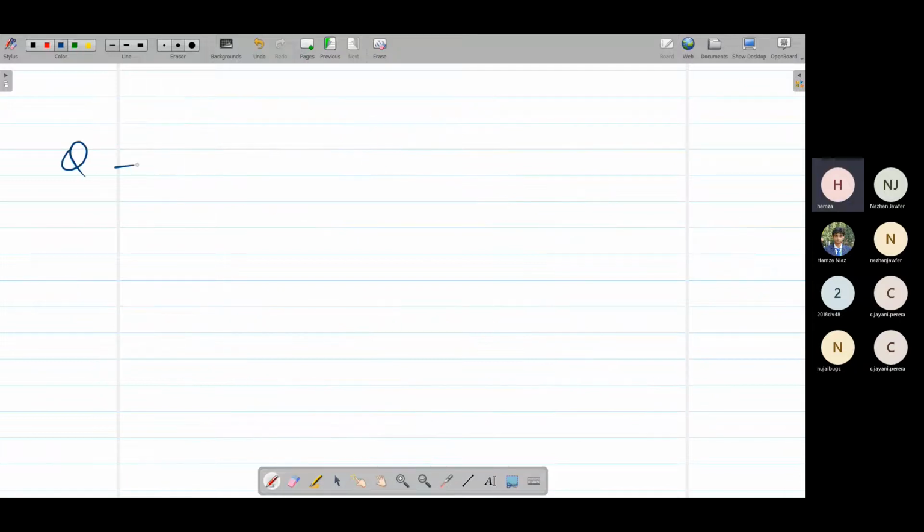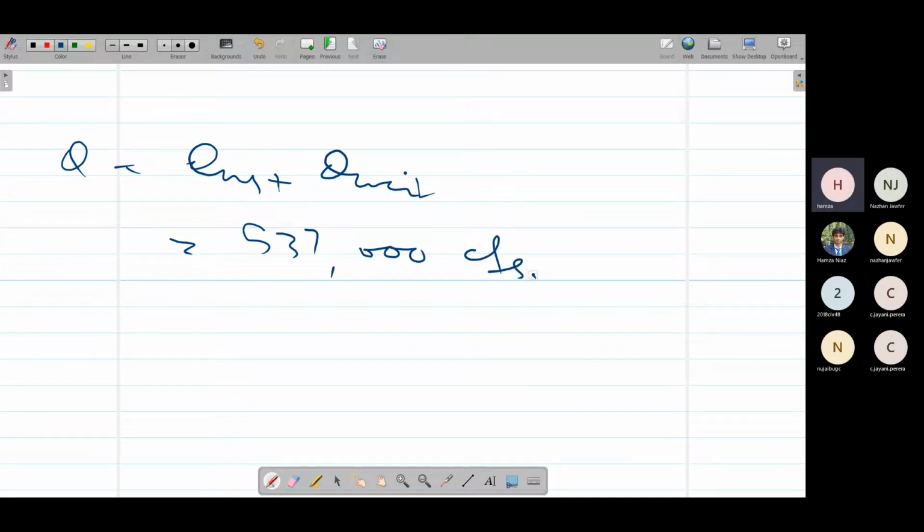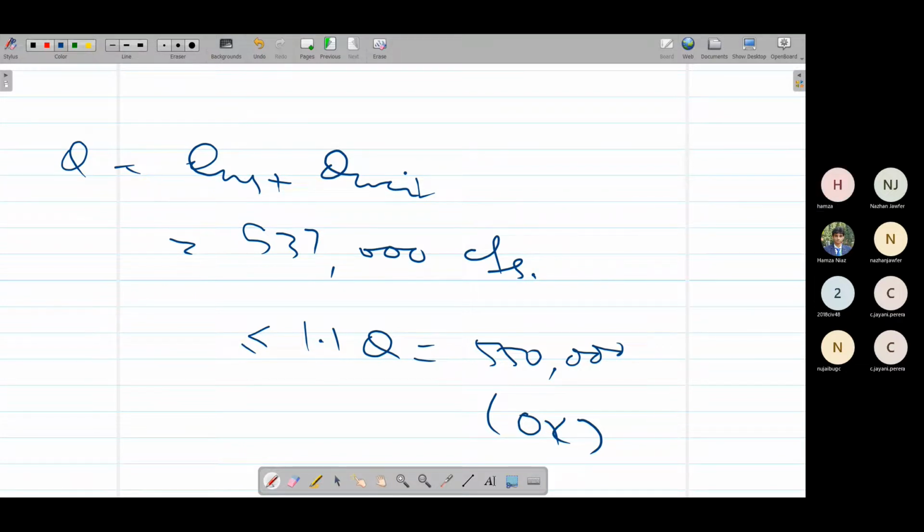Now if we add them, Q is equal to Q under sluice plus Q weir, so we'll get our answer as 537,000 CFS. So this is less than or approximately equal to 1.1 times Q, that is 550,000. So this is okay. So the design of the undersluice portion and the weir portion that we have done is okay.